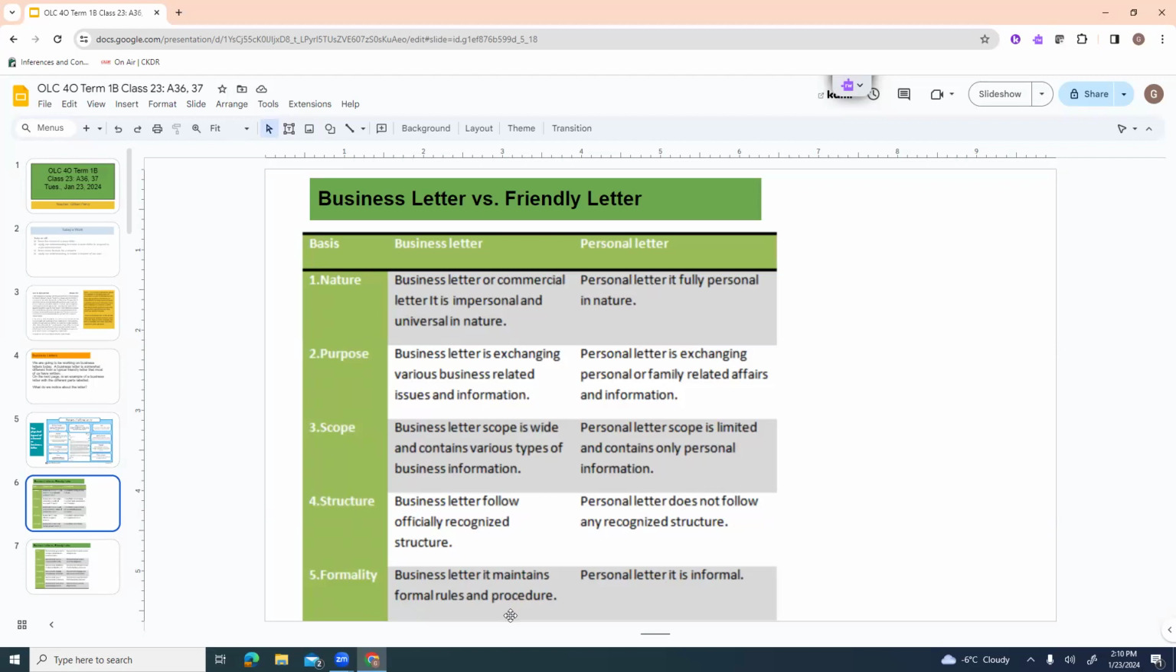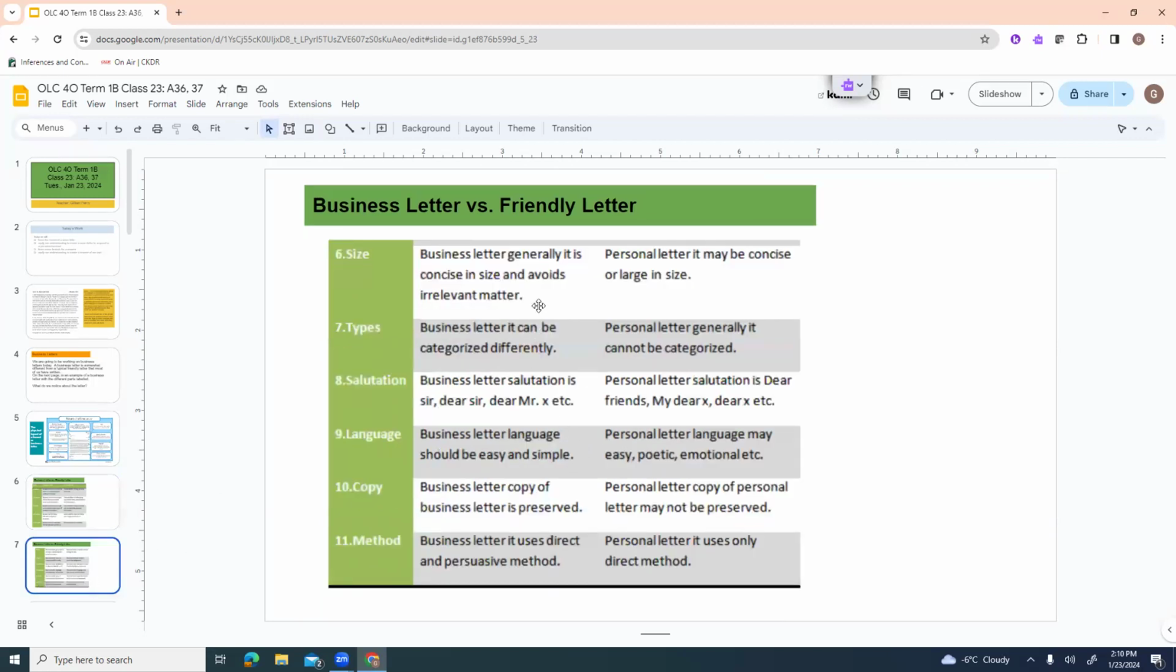Formality. A business letter maintains formal rules and procedures. A personal letter is informal and may include very casual language. Size. Business letters are generally very concise in size and they avoid irrelevant matter. It would be pretty common for most business letters to stick to one page because they know people don't have a lot of time to read, whereas a personal letter might be small or it might be really large.